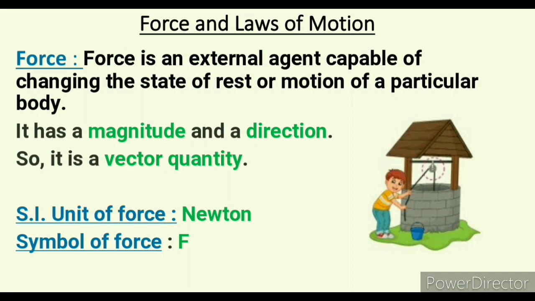In uniform motion, velocity is constant. To stop uniform motion we need force, that means we have to push or pull. Now, force has magnitude and direction, so it is a vector quantity. The SI unit of force is Newton and its symbol is capital F.